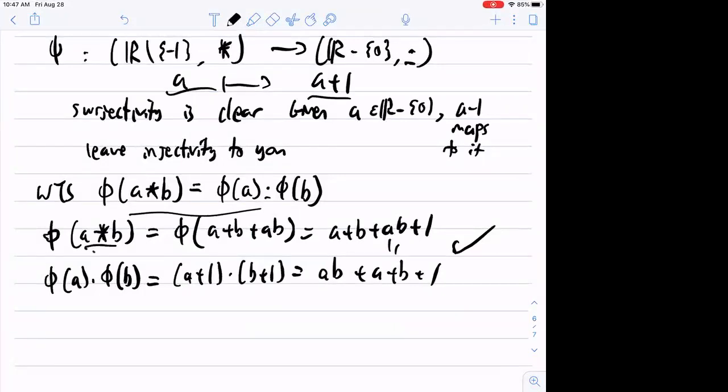Wait, how did you get the 1 in the A star B? Well, what's A star B? It's this, right? Okay, and what does the map phi do to it? Phi maps any element to the element +1. Oh, +1. Got it. Thank you. No problem.